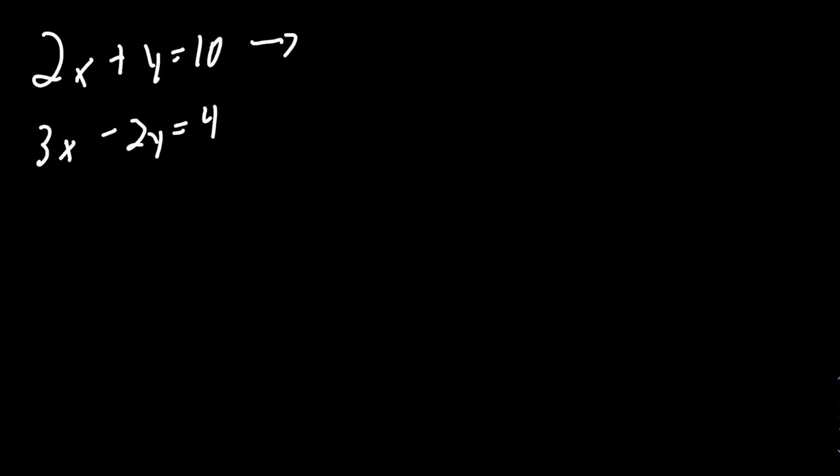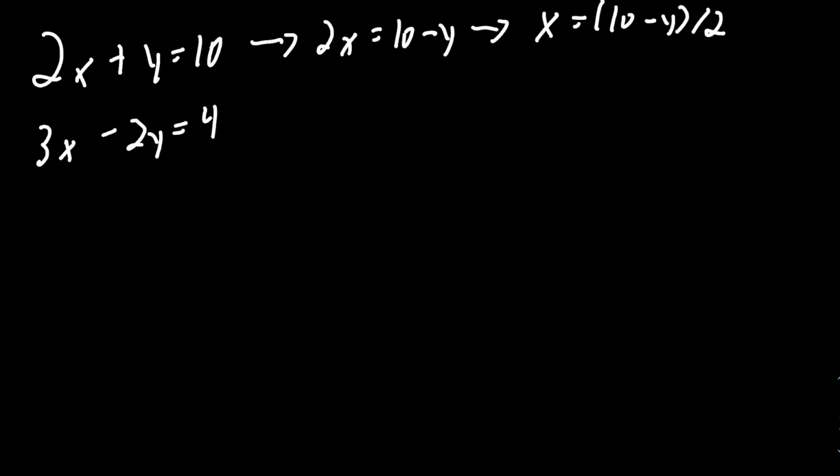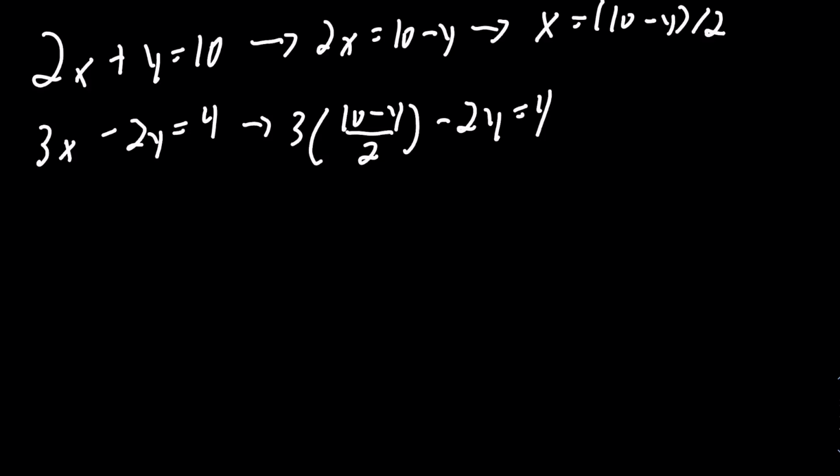To do so, we will subtract y on both sides, which gives us 2x equals 10 minus y. We can then divide both sides by 2, and we get x is equal to (10 minus y) divided by 2. Perfect. We can then substitute our x value into equation 2, where we get 3 times (10 minus y) divided by 2, minus 2y is equal to 4.